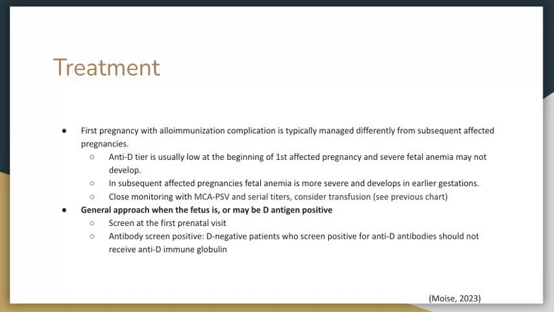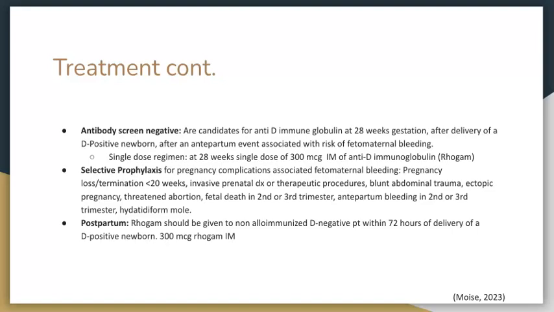Now, the general approach is when the fetus is or may be D antigen positive. You would want to screen all moms at their first prenatal visit. And then if it's positive, D-negative patients who screen positive for anti-D antibodies should not receive RhoGAM. Now, with antibody screening negative, candidates receive anti-D immunoglobulin at 28 weeks.